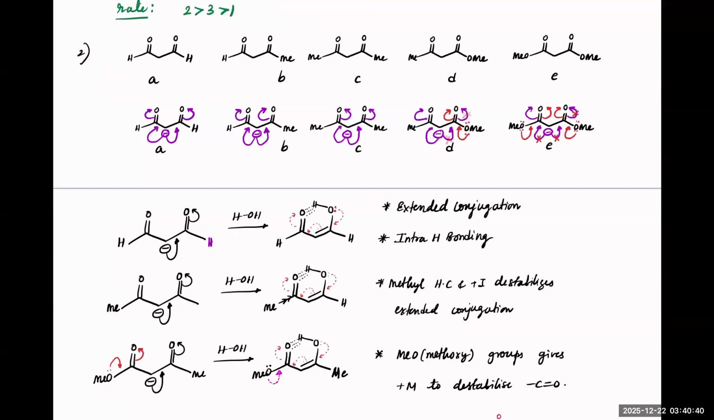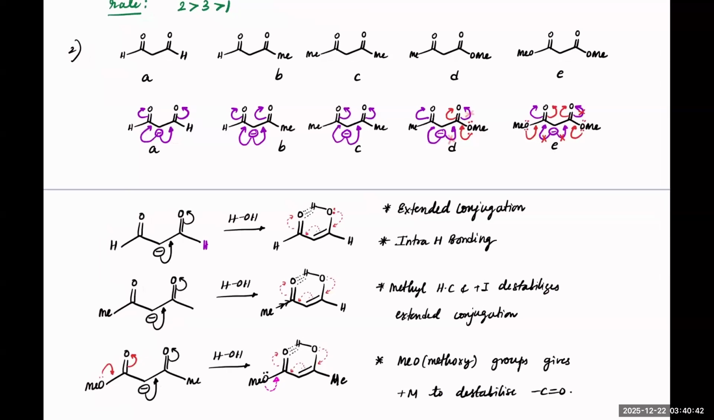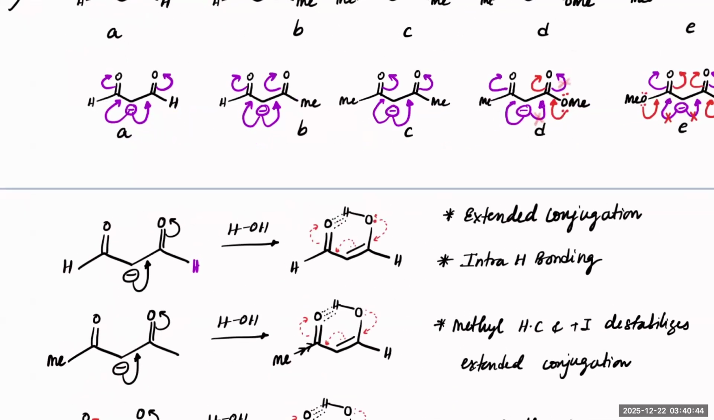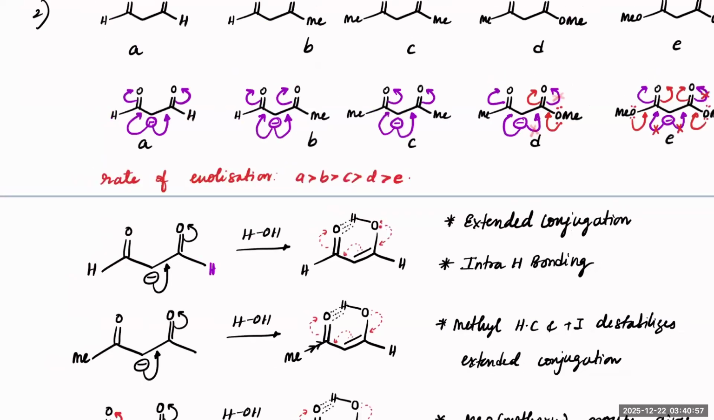So in case I have to write the rate of enolization, check out the rate of enolization. So definitely we can say A will have more, then B, then C, then D, then E.